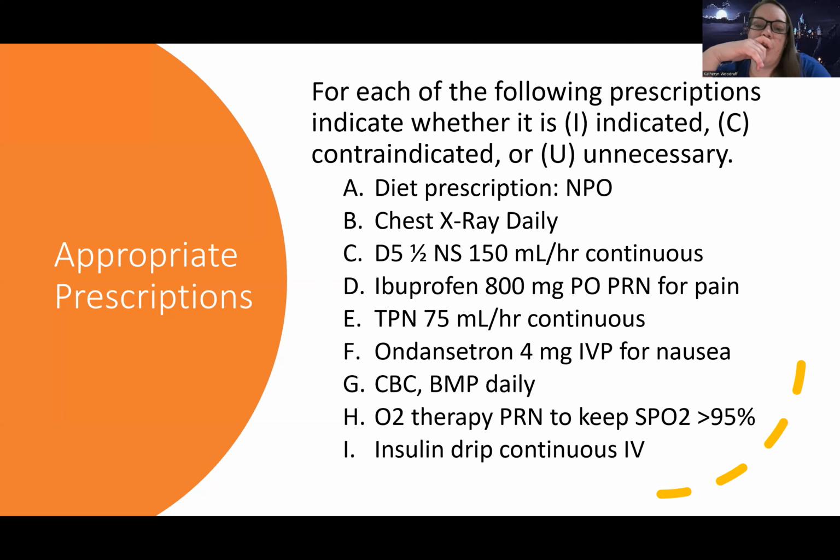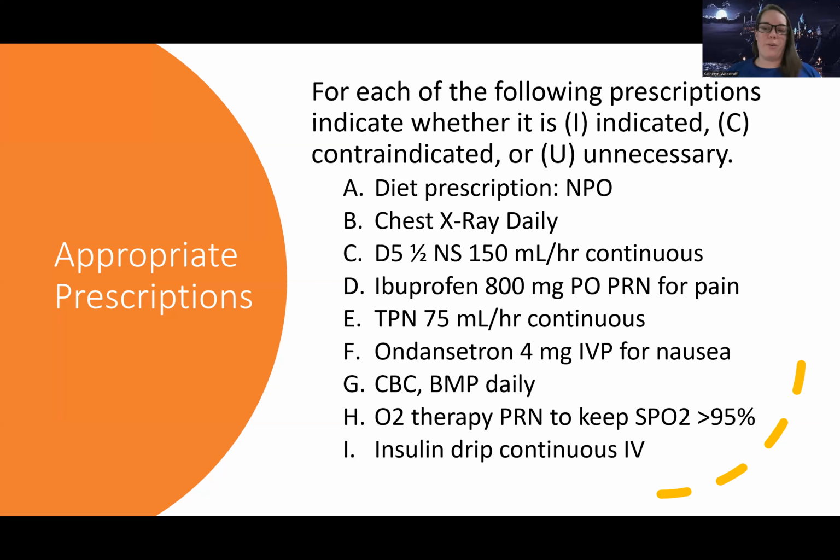TPN 75 milliliters per hour continuous. So this patient, like I mentioned, has some nutritional deficits, and because they can't take anything by mouth, it is possible, and I would think it would be appropriate for them to have some sort of parenteral nutrition. So I'm going to say yes, indicated.